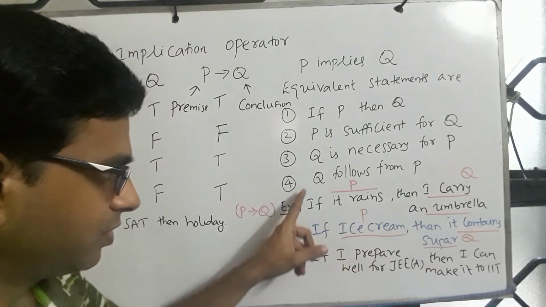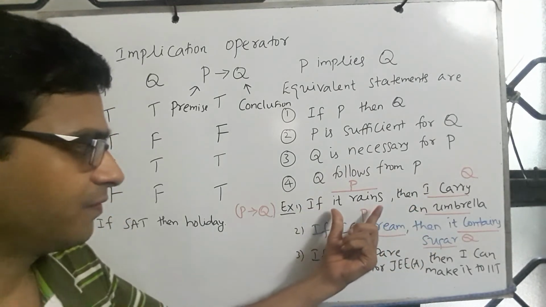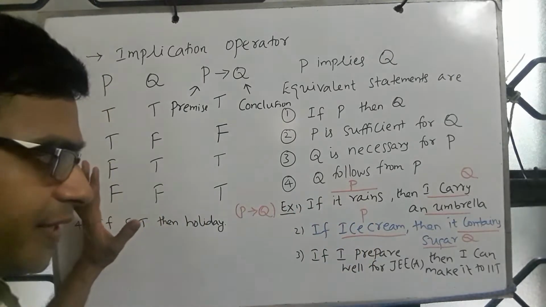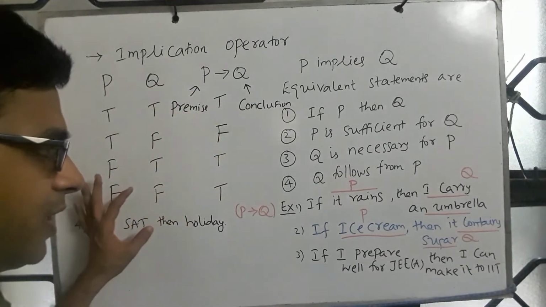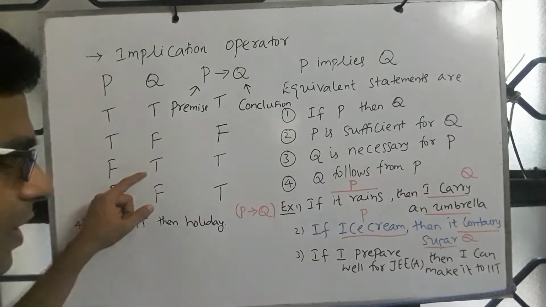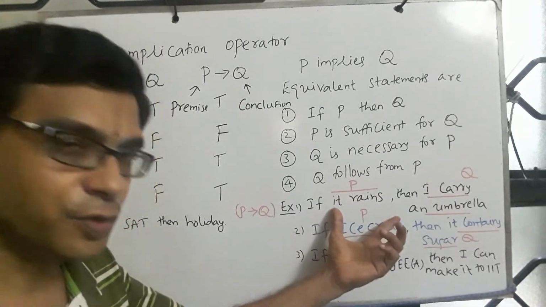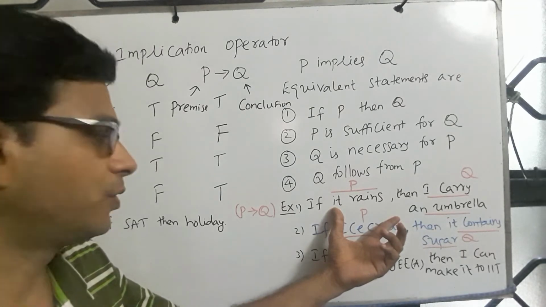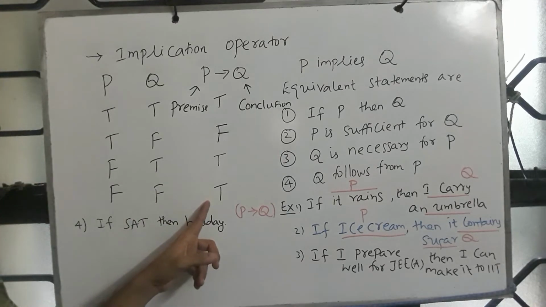I can talk about the truth value of this statement when the context is raining. It is not raining, and you may carry an umbrella or you may not carry an umbrella. Independent of this statement, you may carry an umbrella or you may not. However, this statement, if it rains, then I carry an umbrella, is still true. Which is why we say the truth value associated with this is true.